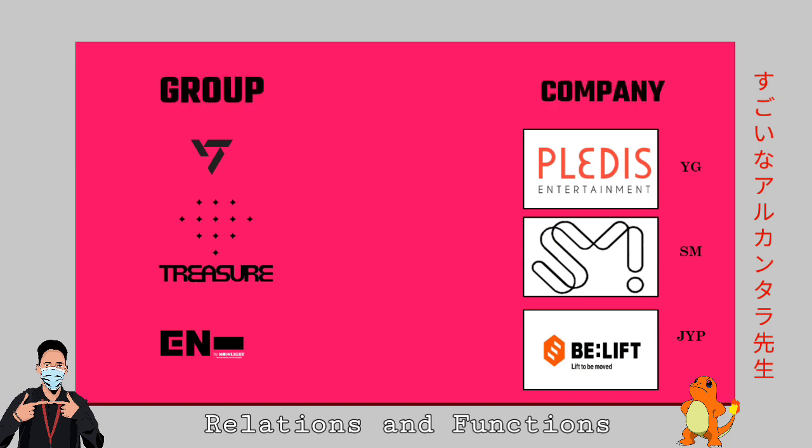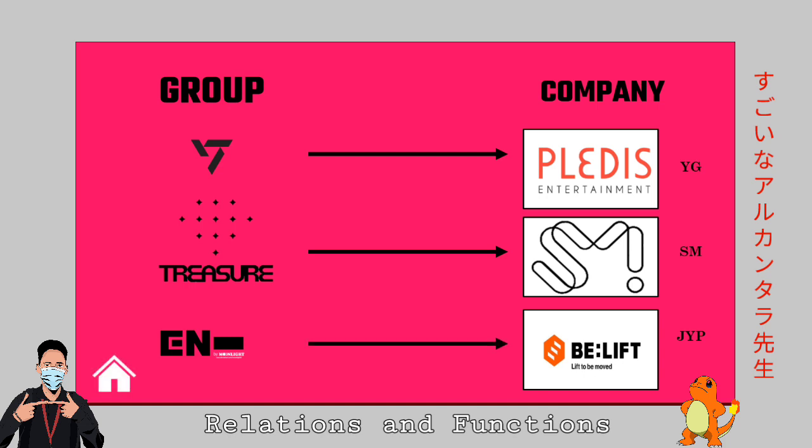We have, is this 17? I forgot, please don't hate me. I think this is 17, right? And then there is another group under YG, which is also under Pledges. And then Treasure, which is under SM. And then N-Hypen, which is under JYP. But with Belief, if I'm not mistaken. Please do not hate me. I'm not really fond of boy groups. But, of course, I have to try to listen to them so that I could somewhat understand my students better.